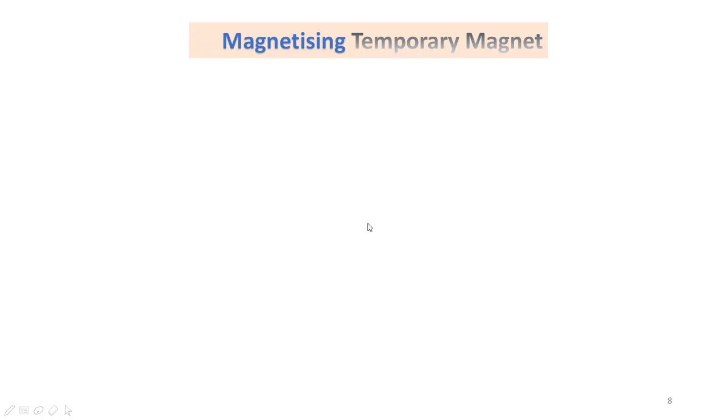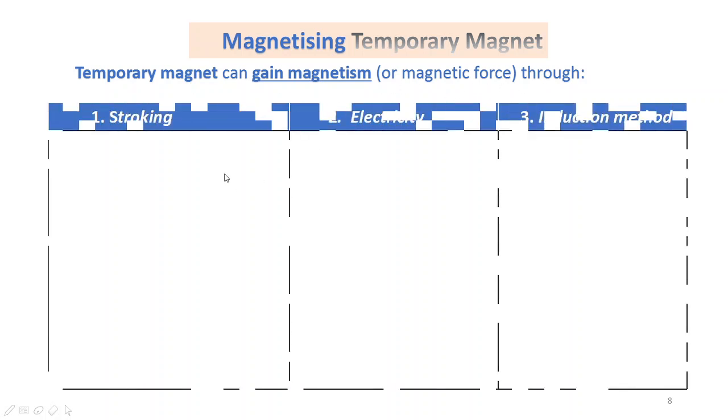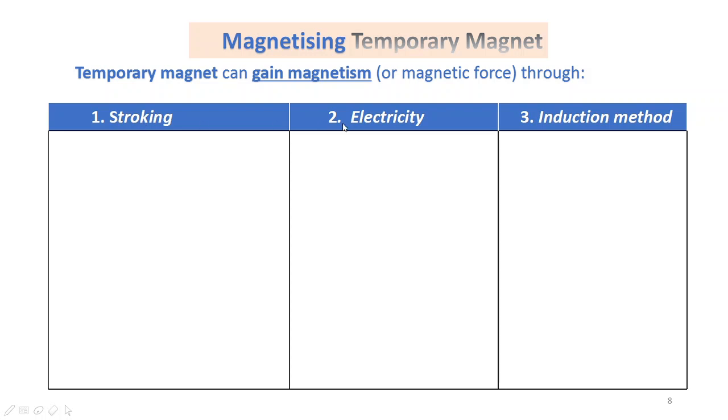Magnetizing temporary magnet. As we know, not all the magnets come from the nature. So we want to know how the temporary magnet can gain magnetism, or we call magnetic force, through three methods. 1. Stroking. 2. Electricity. 3. Induction method.